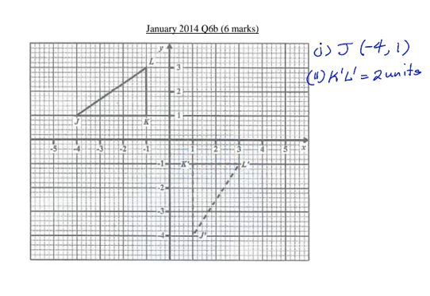Alright, next, the third thing we are asked to do is to describe the single transformation that maps triangle JKL onto triangle J prime K prime L prime. In order to answer the third part of the question, we'll have to examine the diagram, and I can see clearly that it's not a translation, because some amount of turning occurs, and translation is moving in a straight line without turning.